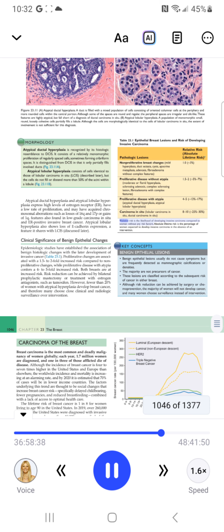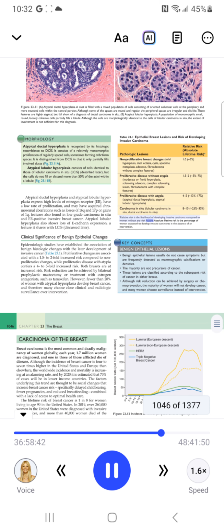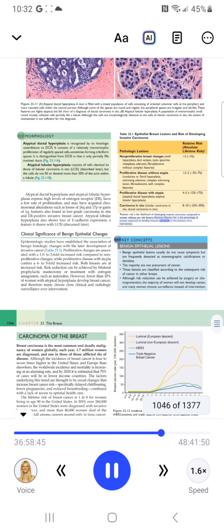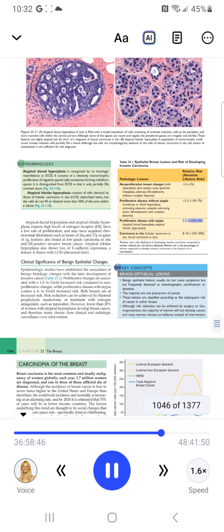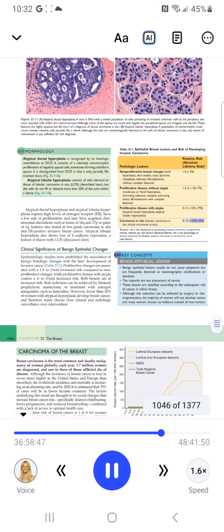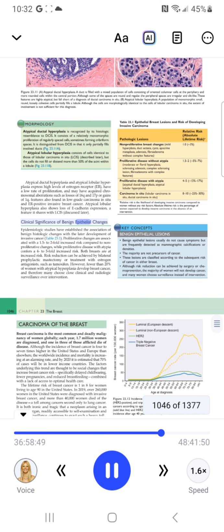Relative risk is the likelihood of developing invasive carcinoma compared to women without any risk factors. Absolute lifetime risk is the percentage of women expected to develop invasive carcinoma in the absence of an intervention. Approximately 3%, 1.5 to 2, approximately 13%, 4 to 5, approximately 25%, 8 to 10, approximately 5%. Clinical significance of benign epithelial changes.